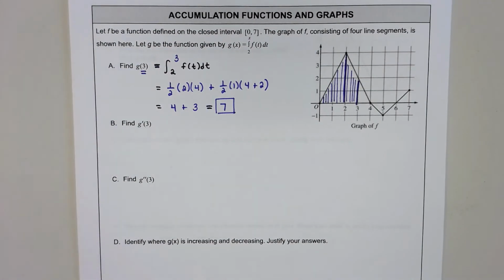Now part 2 here, part B, says find g prime of 3. You should never just jump straight to finding g prime of 3. Instead, you want to show your work here. Oftentimes on the AP test, showing the function for g prime of x will earn you partial credit.